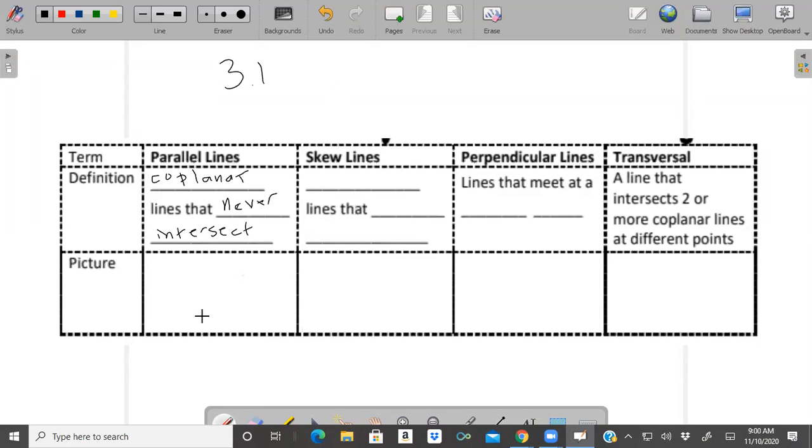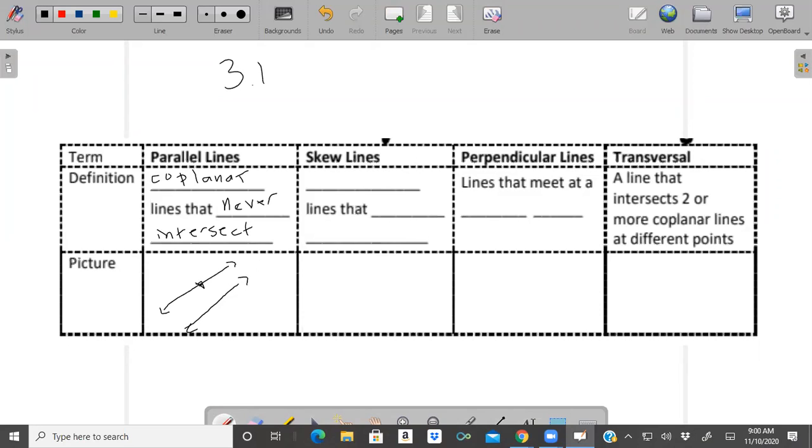They are coplanar lines that never ever intersect, which means that I have one line that goes like this and another line that goes like this, and those 2 lines would never ever touch. Now, obviously my drawing is not perfect, because if I extended this line forever and I extended this line forever, they would cross at some point. If your drawing is not as good as mine, and I can't draw, this is the way that you denote parallel lines.